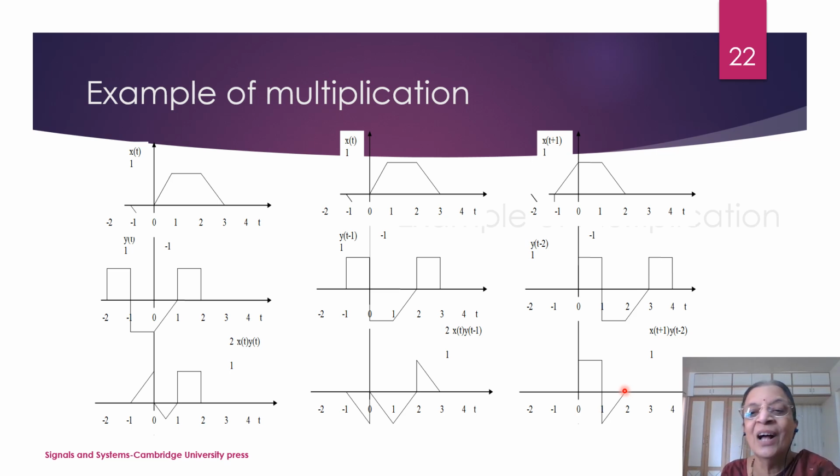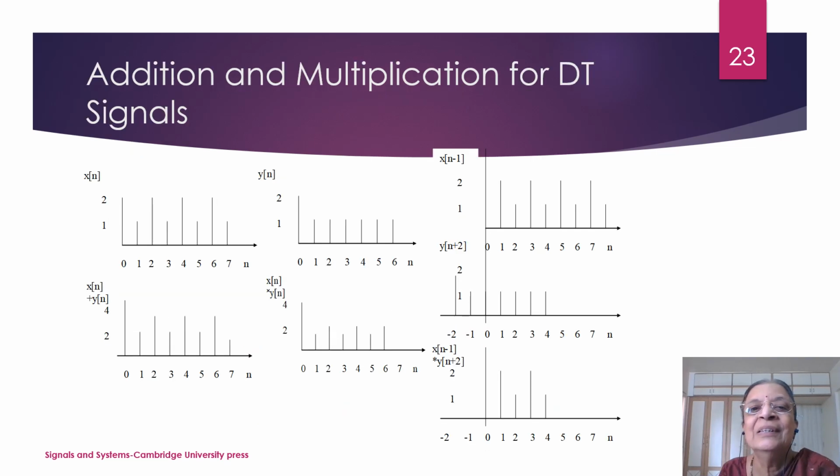Okay, so this is how you are supposed to solve different problems. Now how do we do the addition and multiplication for discrete time signals? It is on similar lines. This is some x[n] given to you, and y[n] given to you. Now you have to find x[n] plus y[n]. x[n] plus y[n] means add sample by sample.